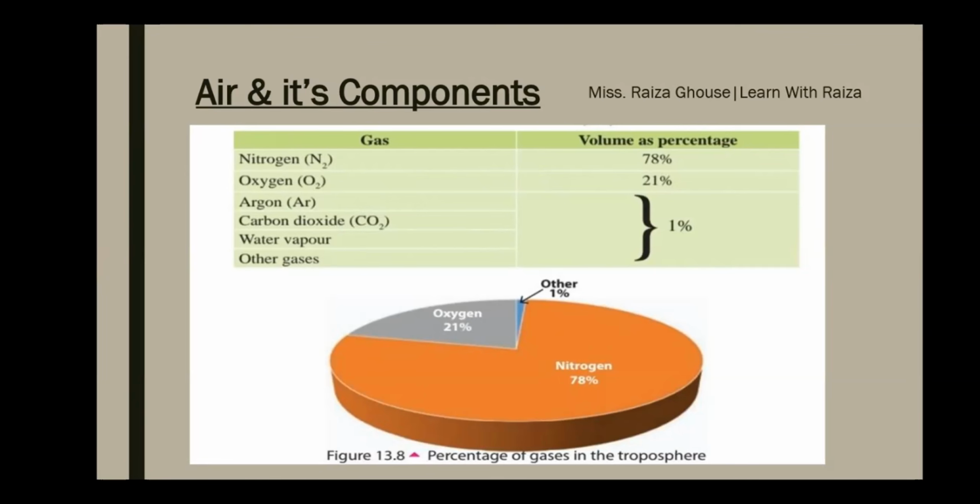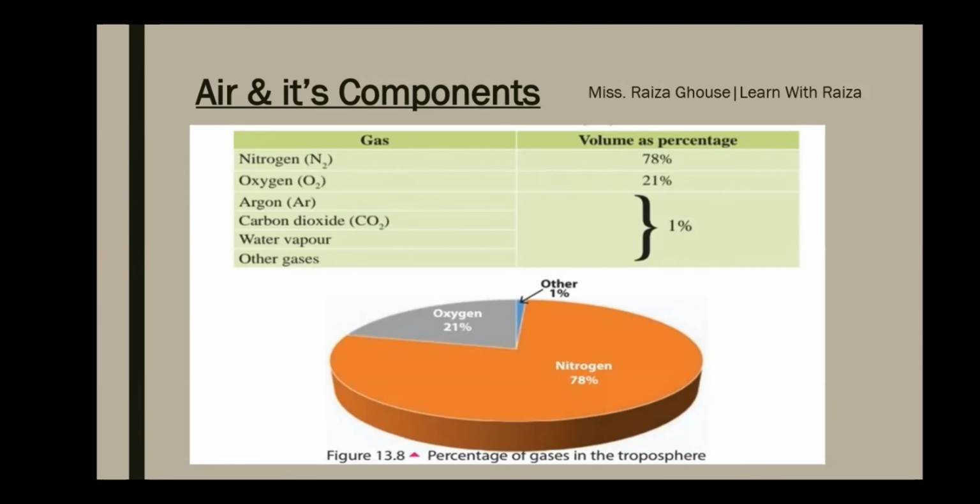You might be wondering why nitrogen is there at 78%. Yes, nitrogen is the most abundant gas in our air. Under atmospheric conditions, nitrogen has very low reactivity. Since it is the most abundant gas, we find it at 78%.